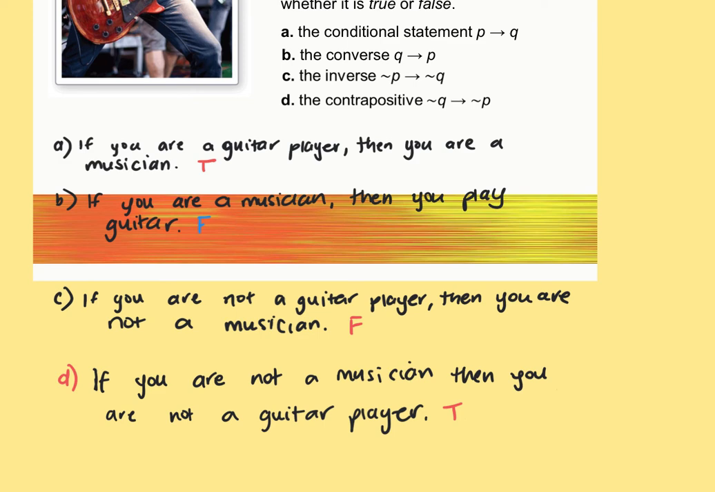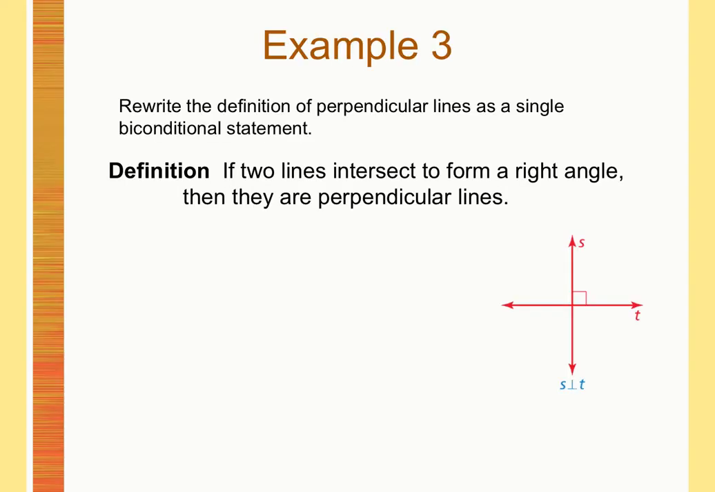Questions so far? All right, example 3 says, rewrite the definition of perpendicular lines as a single biconditional statement. So the definition says, if two lines intersect to form a right angle, then they are perpendicular lines. What's one way to rewrite it as a biconditional statement? Take off the if, right? Take off the if and say, two lines intersect to form a right angle, and replace the then with if and only if they are perpendicular lines.